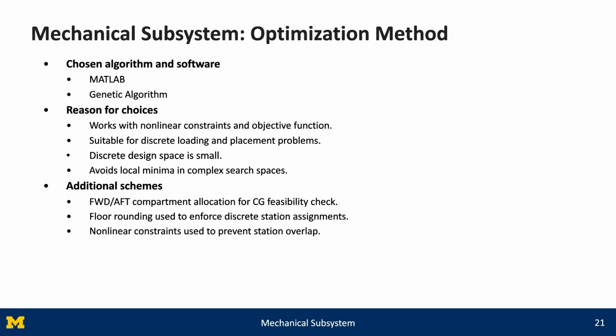The mechanical subsystem is optimized by the genetic algorithm implemented in MATLAB. The reason for this is it works well with nonlinear constraints and our nonlinear objective function, and it's suitable for our discrete loading and placement problem. Because our discrete design space is small, we don't see issues involving the time it takes to run the algorithm. Additional schemes we implement include forward and aft compartment allocation for the CG check, floor rounding to enforce discrete station assignments, and constraints which prevent station overlap.